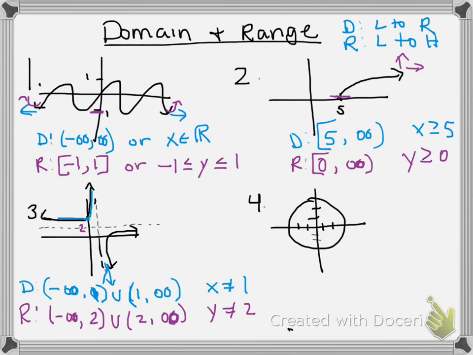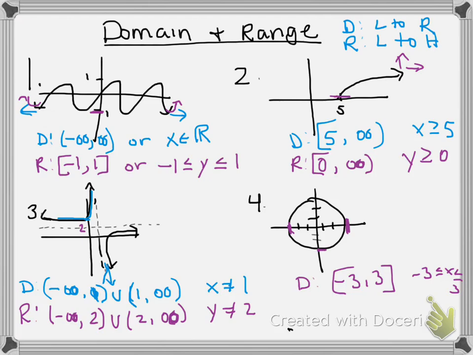On 4, this is not a function. It does not pass the vertical line test, but we can still find domain and range. We're just going to stick with purple. Domain: the farthest left it goes is -3. The farthest right it goes is +3. So we'd say -3 to 3, or we'd say -3 ≤ x ≤ 3.